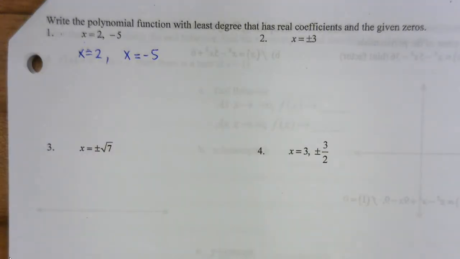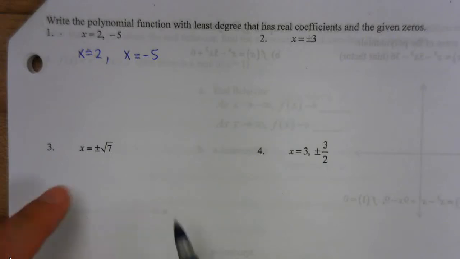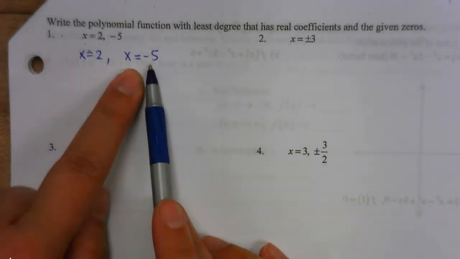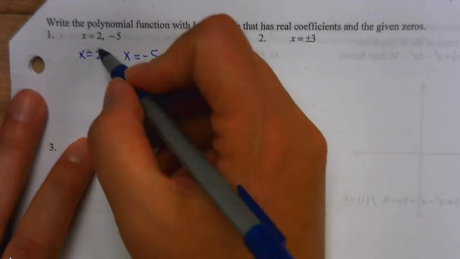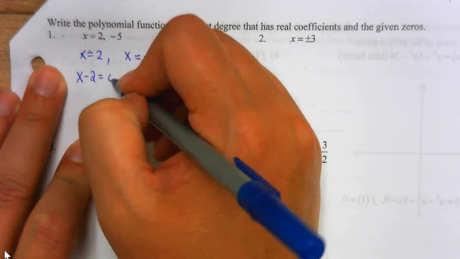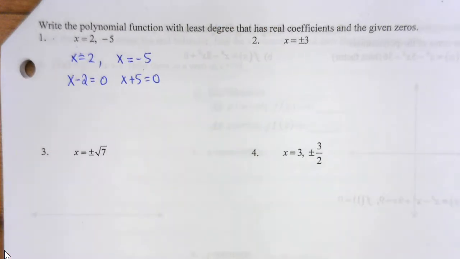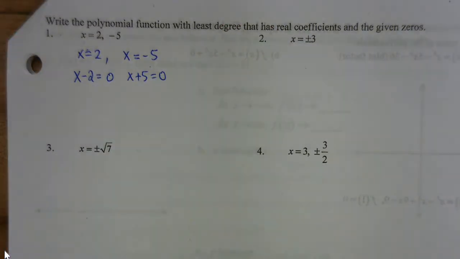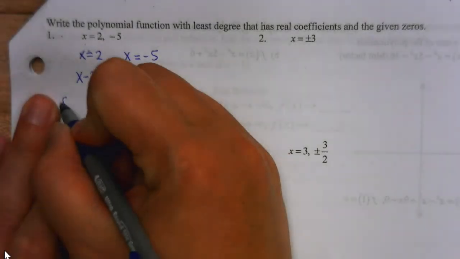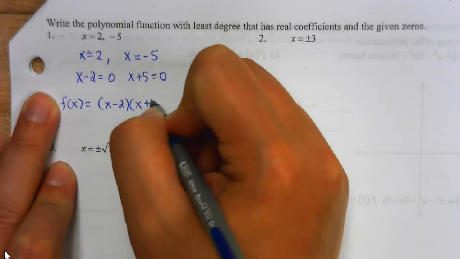And we're going to do the reverse steps that we have been doing when solving. We're trying to get back to the polynomial that this really is. So you're going to turn x equals 2 and x equals negative 5 into factors, which means you're going to move it over to the other side. I have x minus 2 equals 0. I'm going to add the 5 over to the other side, x plus 5 equals 0. So those are my two factors now. So we have a function f of x is equal to x minus 2 times x plus 5.